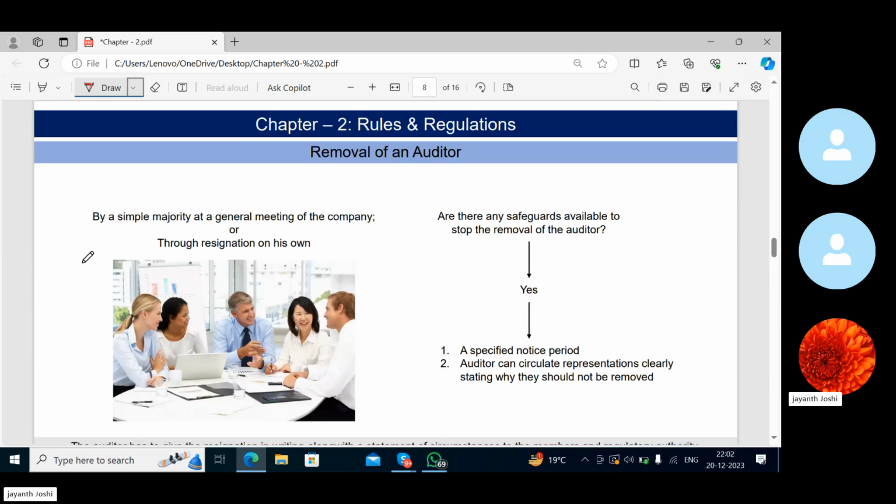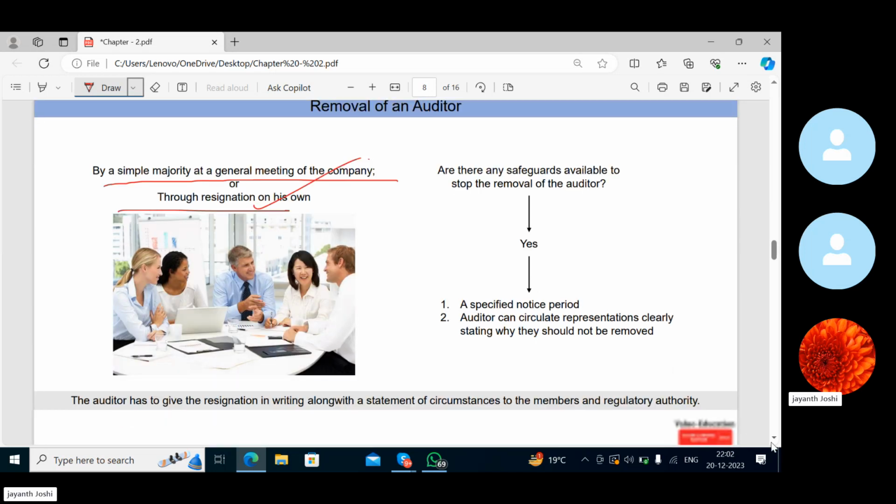Removal of an auditor. When can an auditor be removed? There can be certain reasons for which an auditor has to be removed. So how can that happen? By a simple majority at an AGM of the company, or through resignation on his own. That means a simple majority of people don't want this auditor to continue and want the auditor removed. So the auditor can resign from the task he is performing.